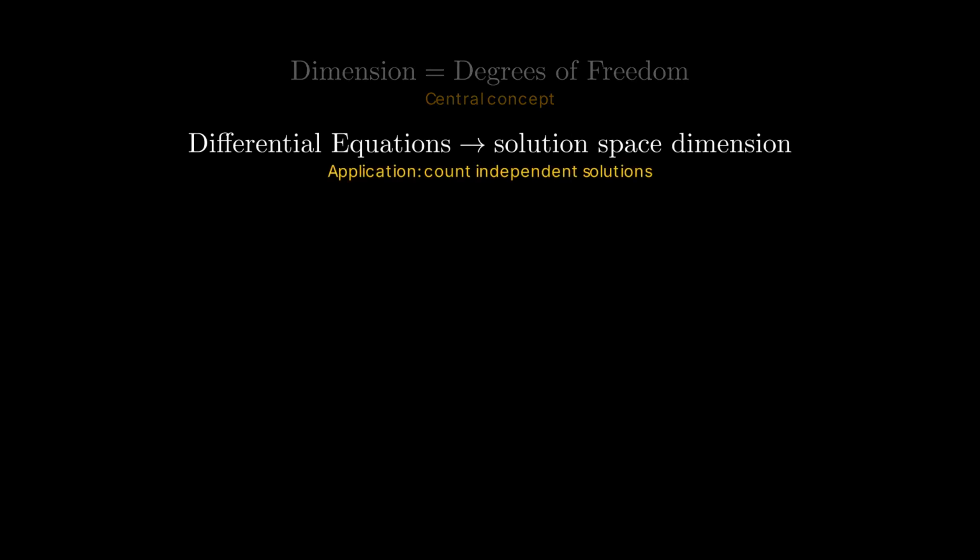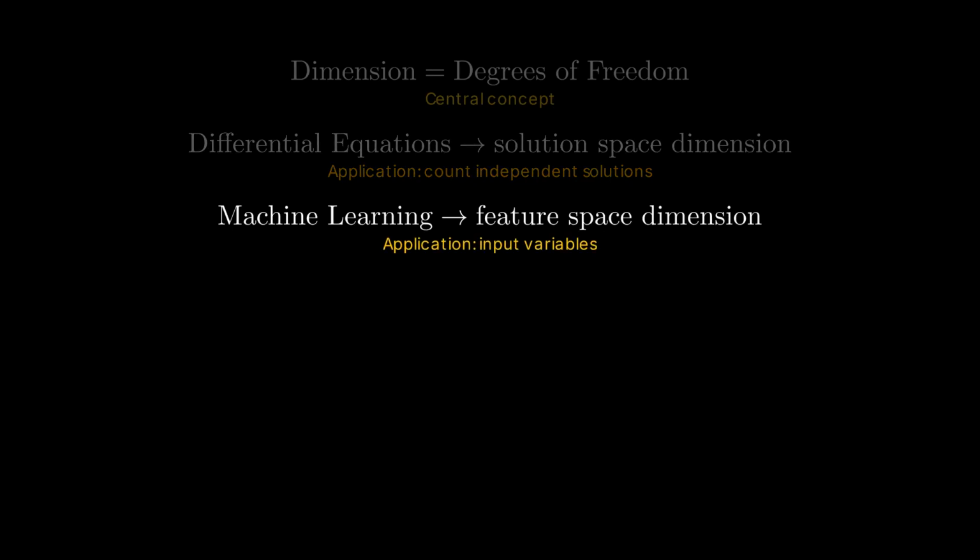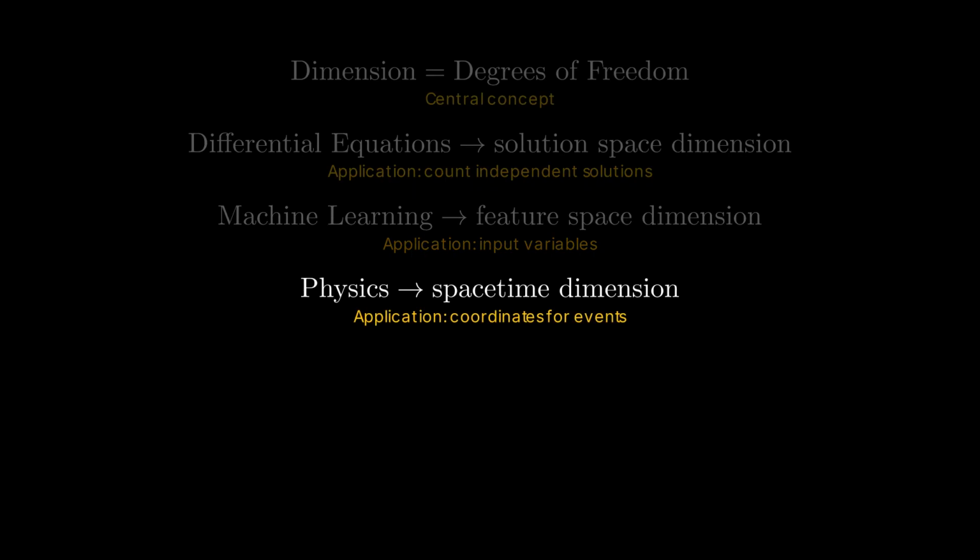Let's see how this concept appears across different fields. In differential equations, the solution space has a dimension that tells you how many independent solutions exist. In machine learning, the feature space dimension tells you how many input variables your model works with. In physics, space-time dimension tells you how many coordinates you need to describe an event. All of these are characterized by dimension, rooted in the concept of a basis.